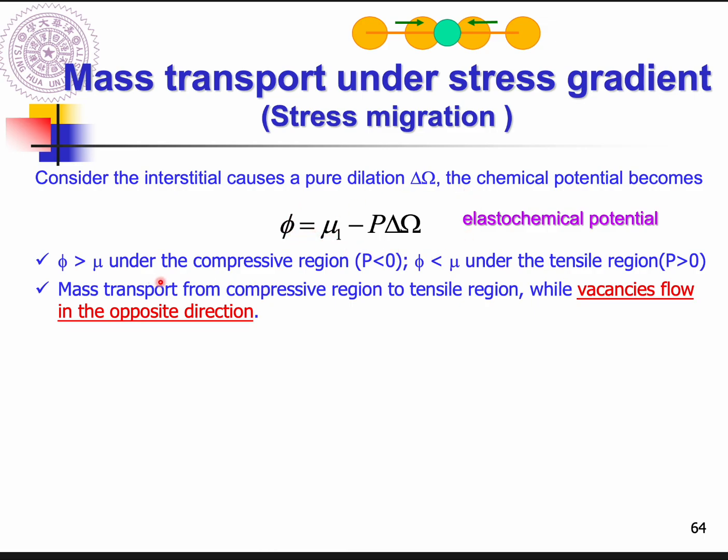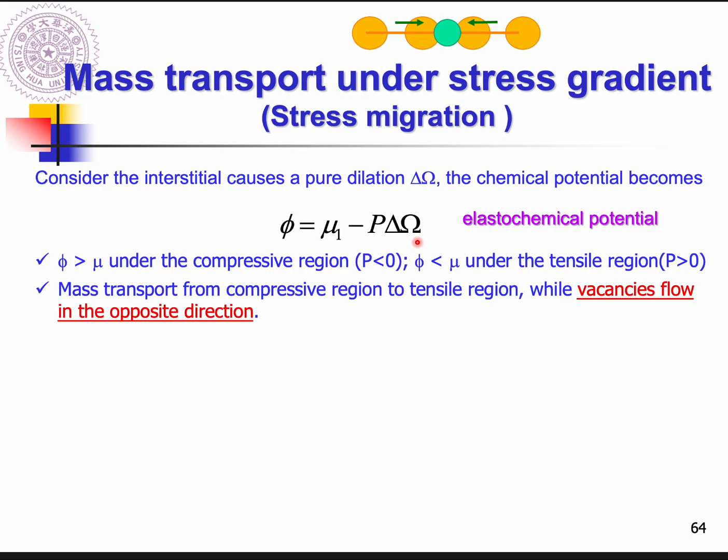When the atoms are located in the compressive region, the pressure P is negative, so negative becomes positive. So anyway, you have mu1 plus the extra term. And the extra term is the compressive stress times the delta omega. Omega is the average atomic volume.